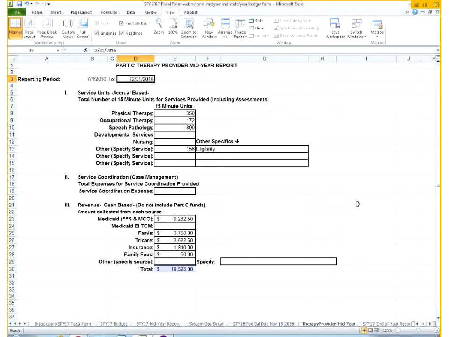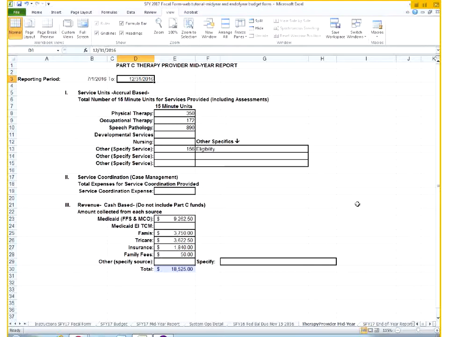Okay. When you receive your initial fiscal forms at the beginning of the year from the State Part C office, I would recommend at that point you go ahead and send every contract provider that works with your system a copy of the therapy provider mid-year report. Each contract provider will need to submit that to you, your system, and then your system will compile that to submit one therapy provider mid-year report to the state.